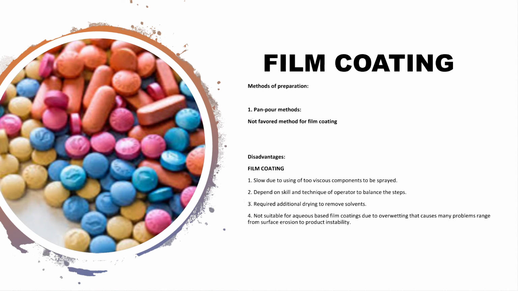So next we move on to film coating. One of the preparation methods is the pan pour method. It is not a favored method for film coating. There are certain disadvantages associated with film coating: it may be slow due to the use of two viscous components to be sprayed upon.